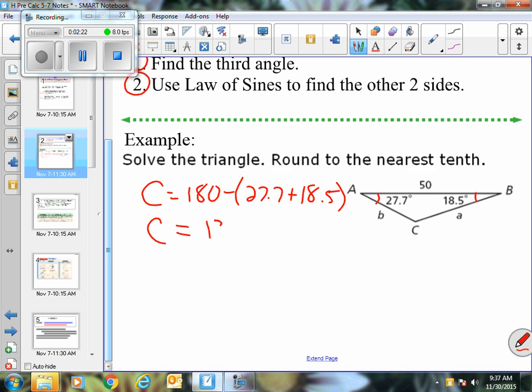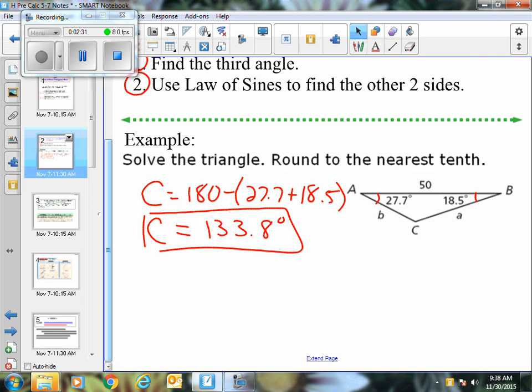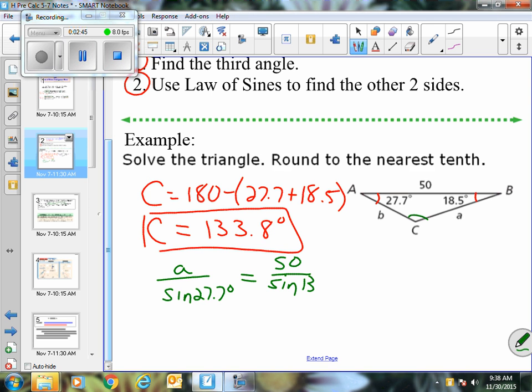So go ahead and do the calculations along with me here. I think that's 133.8 if I'm remembering my arithmetic correctly. Okay, so I have my angle C. Now I know everything about the angles. I can solve for the side. So we'll set up our proportions in law of signs. Little a over the sine of angle A, 27.7, as the thing I know everything about is C. 50 over the sine of angle C, which is the angle we just calculated, 133.8.